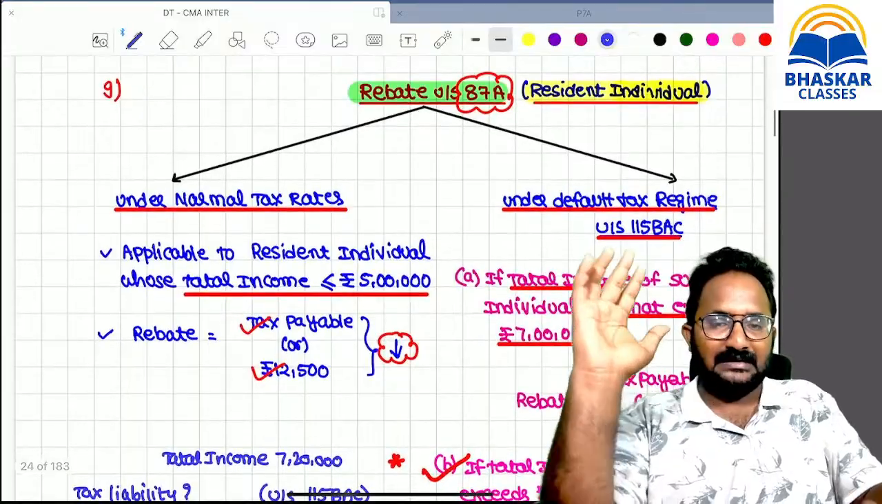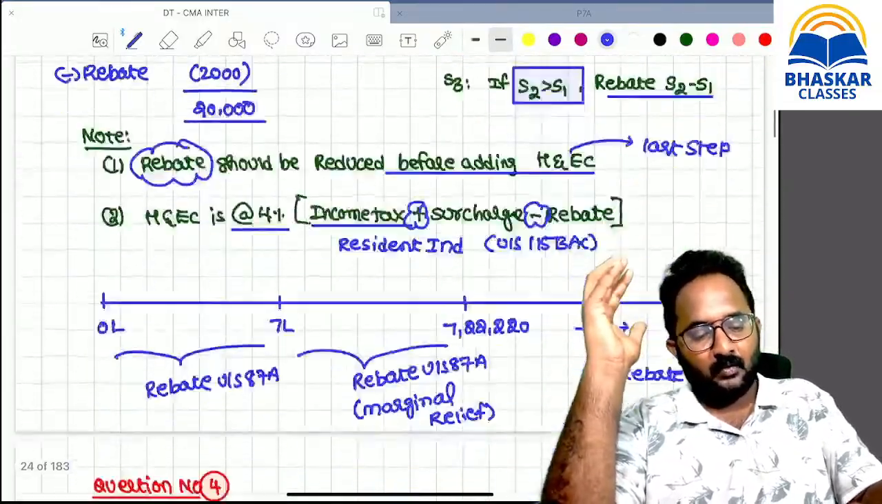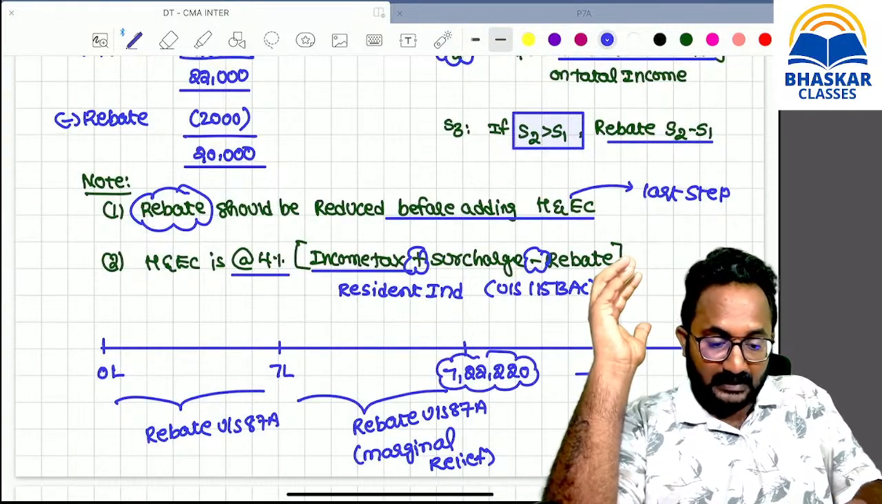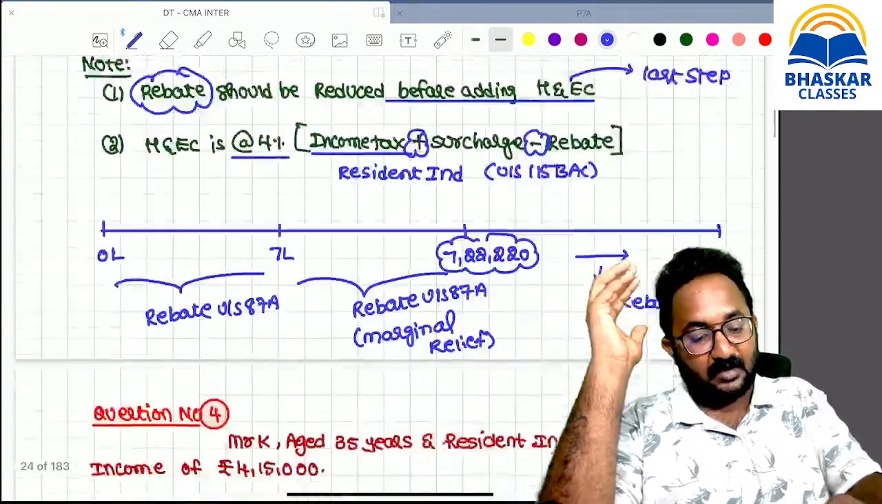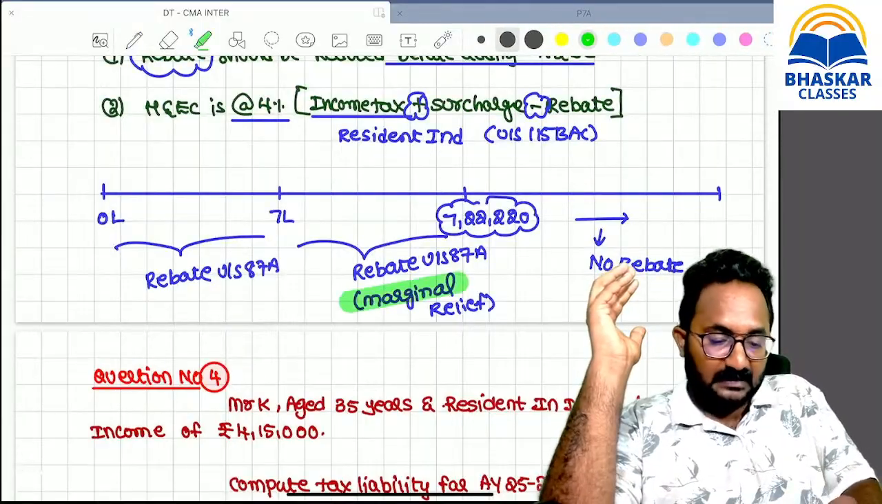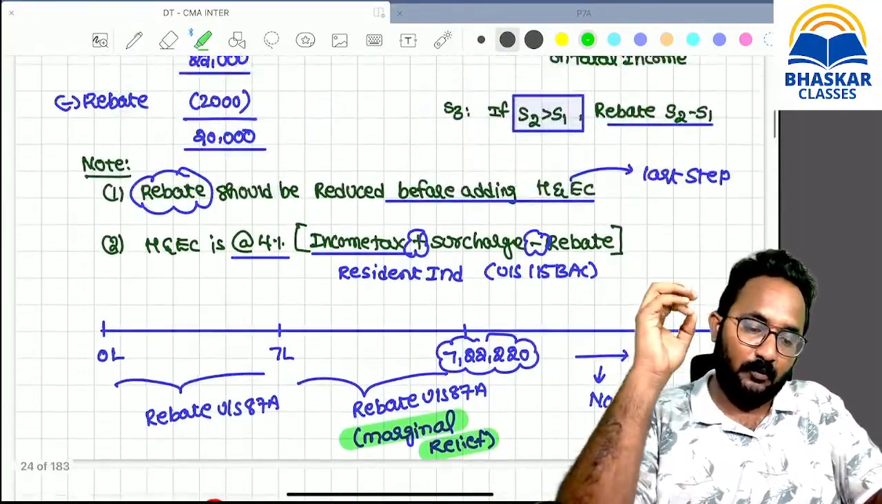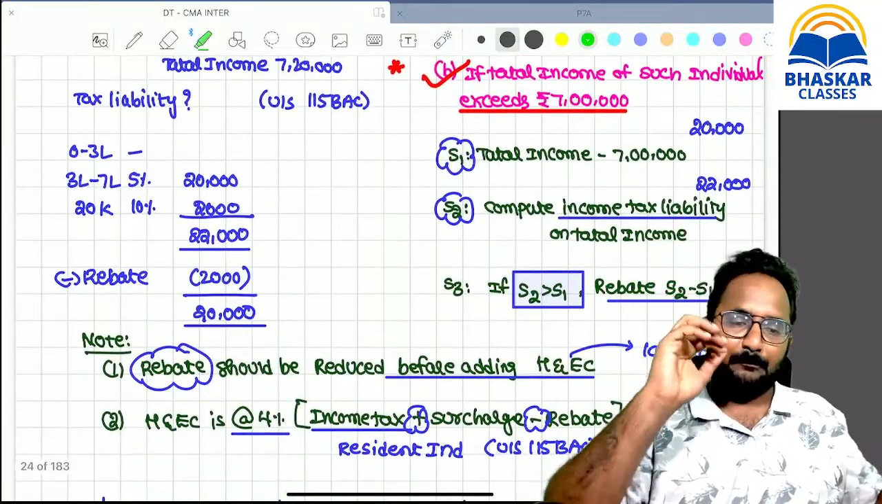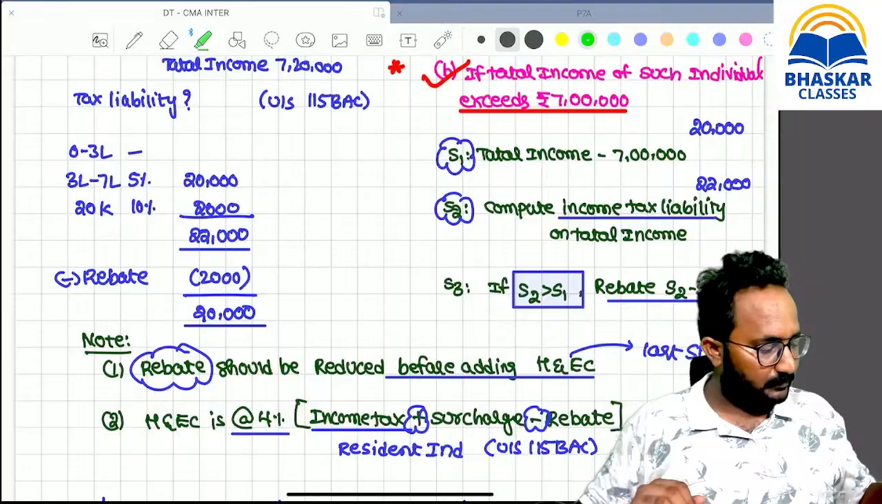So many students are confused regarding how you can get the marginal relief if the income is more than 7 lakh also. Under which concept are we getting it, ma? Under marginal relief concept we are getting it. I hope you understood this concept, ma. Yes, I am expecting a reply from all of you. Please give me a reply.